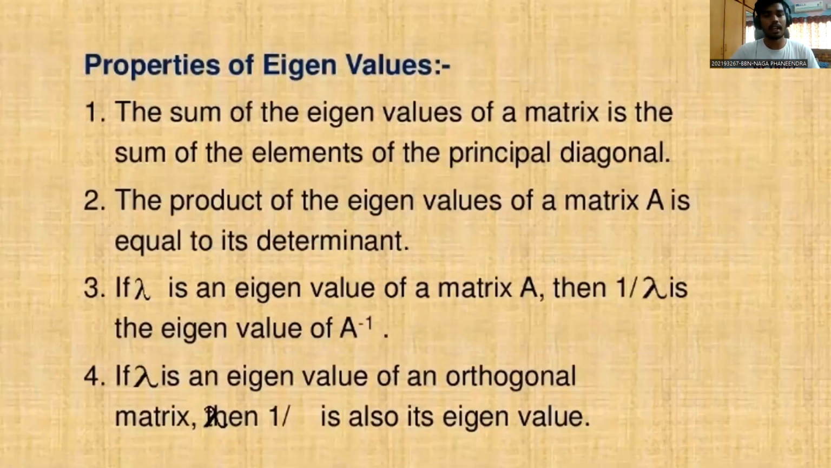So, properties of eigenvalues. The sum of eigenvalues of a matrix is the sum of the elements of the principal diagonal. The product of eigenvalues of a matrix A is equal to its determinant. If lambda is an eigenvalue of matrix A, then 1 by lambda is an eigenvalue of A inverse too. If lambda is an eigenvalue of an orthogonal matrix, then 1 by lambda is also its eigenvalue.